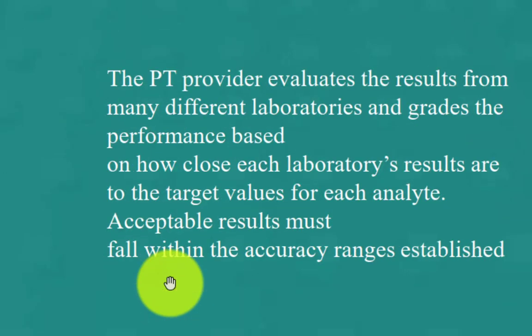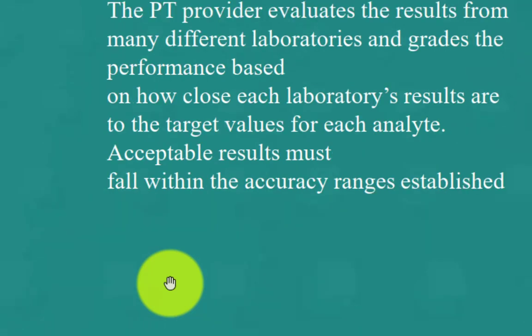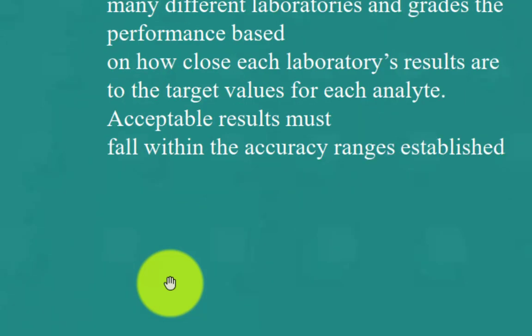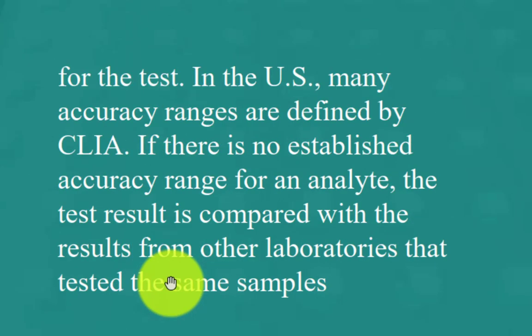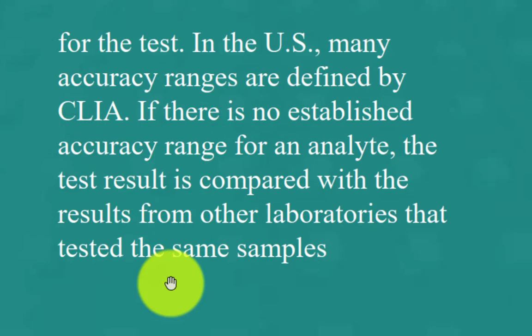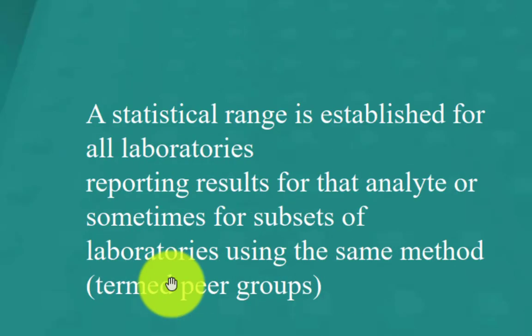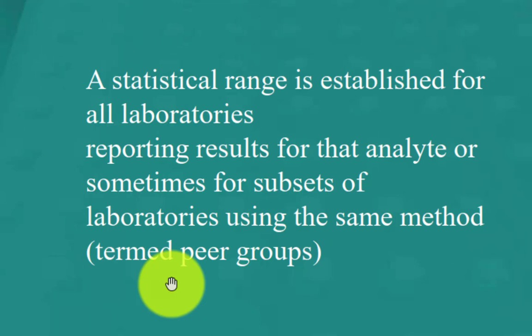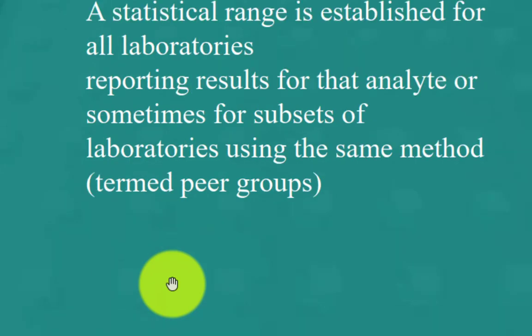The PT provider evaluates the results from many different laboratories and grades the performance based on how close each laboratory's results are to the target value for each analyte. Acceptable results must fall within the accuracy range established. For tests in the US, many accuracy ranges are defined by CLIA. If there is no established accuracy range for an analyte, the test result is compared with the results from other laboratories that tested the same samples. A statistical range is established for all laboratories reporting results for that analyte, or sometimes for a subset of laboratories using the same method, termed peer groups.